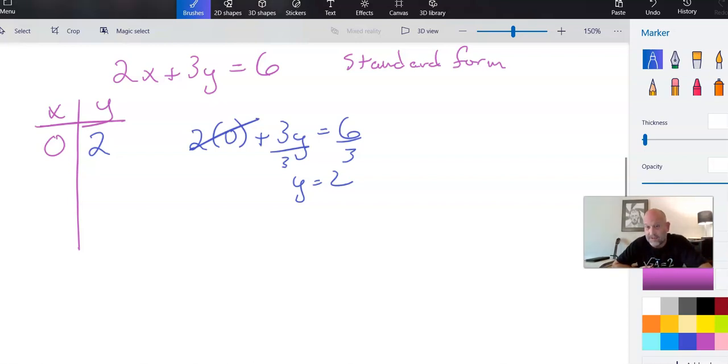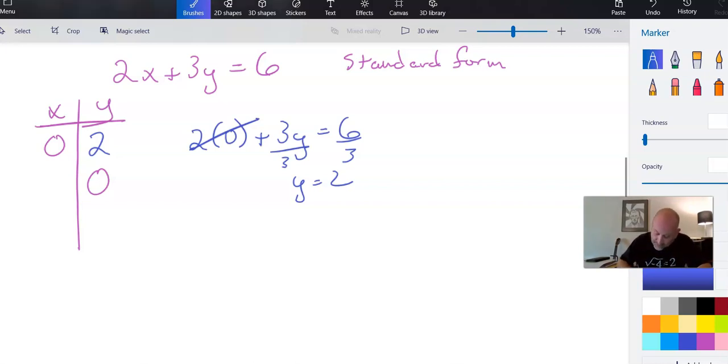And I know what I like to do is plug in 0 for the other variable if I can, right? It's already set up here on the same side. And you saw how easy it was when I plugged in 0 for x. So why not plug in 0 for y, right? Be adventurous. Try something new.